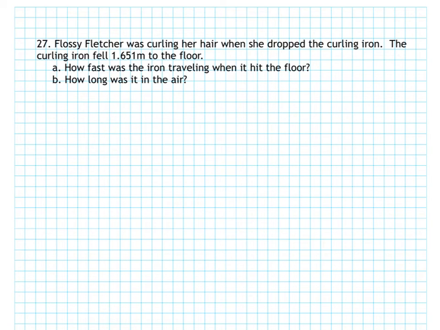Flossie Fletcher was curling her hair when she dropped the curling iron. The curling iron fell 1.651 meters to the floor. Let's draw a picture of what that looks like.